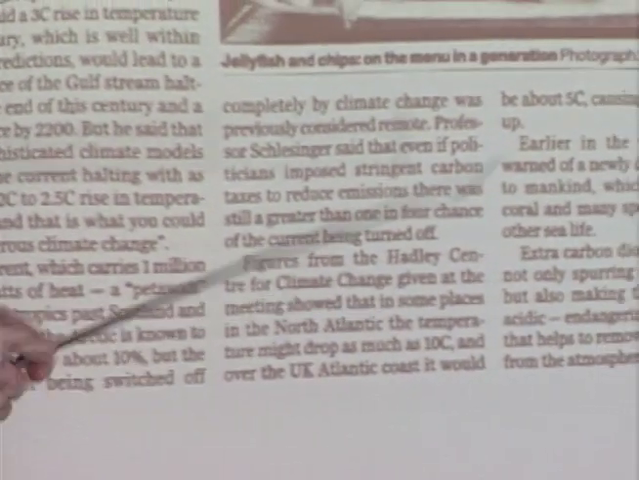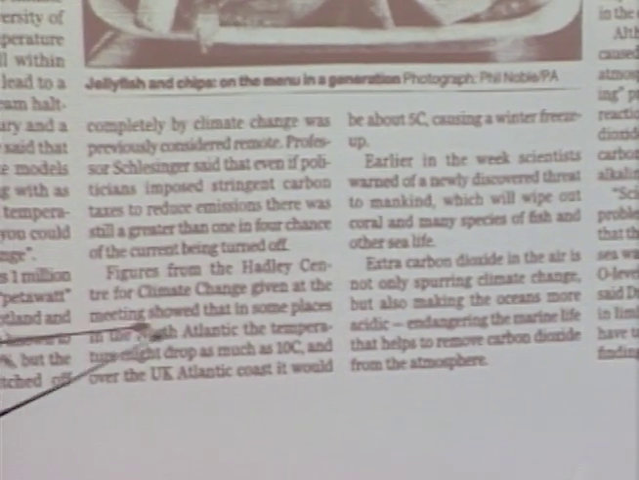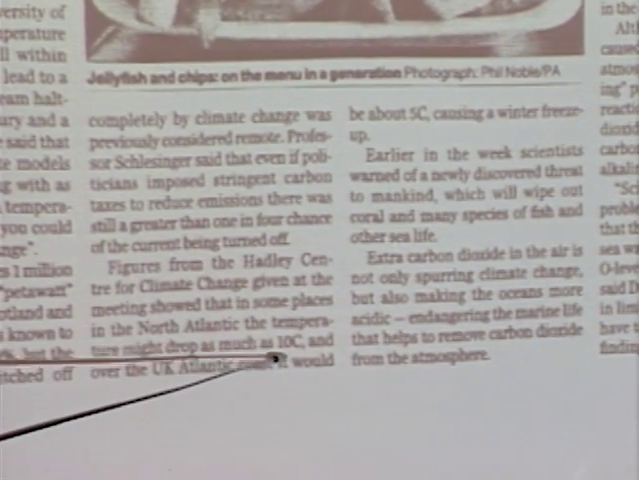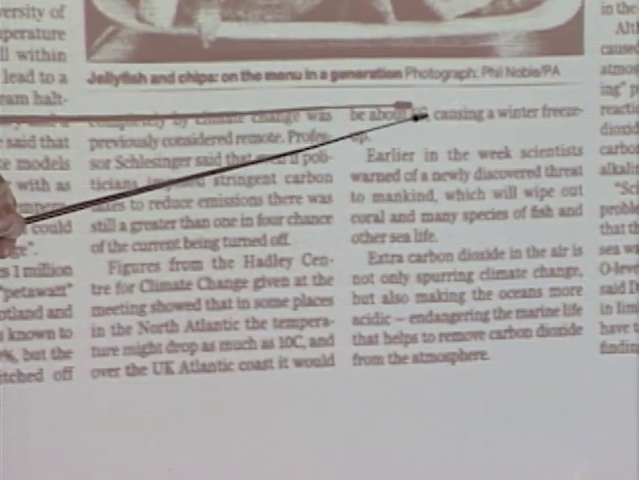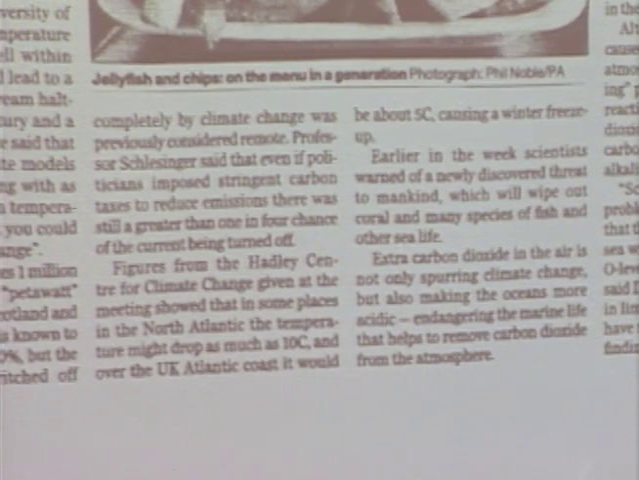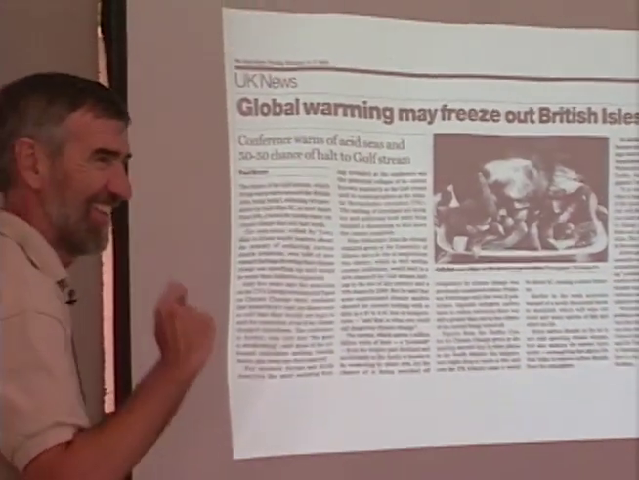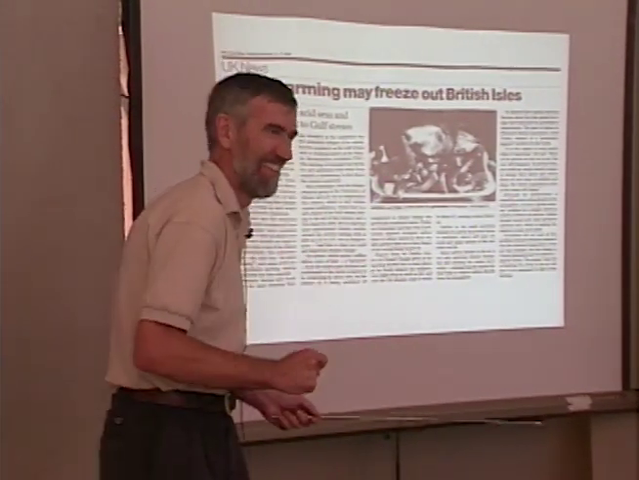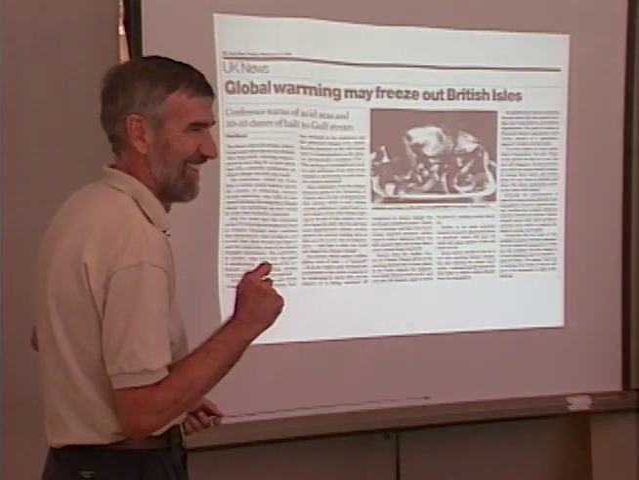But these two guys can't get away from here. There are figures from the Hadley Center for Climate Change, given at the meeting, that showed that in some places in the North Atlantic, the temperature might drop as much as 10 degrees centigrade, and over the UK by 5 degrees centigrade. Sorry, the Hadley Center gets its chance in the response. I think there's a little sensitivity in the audience. I mean, what's written is not... Play nicely, boys.